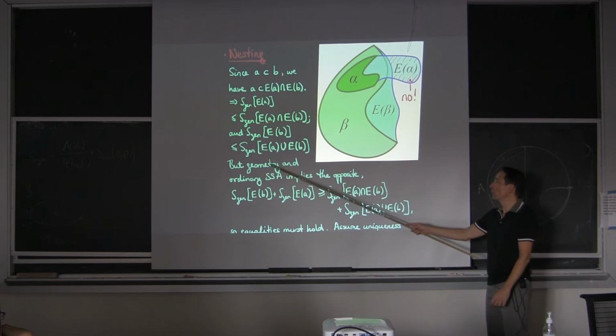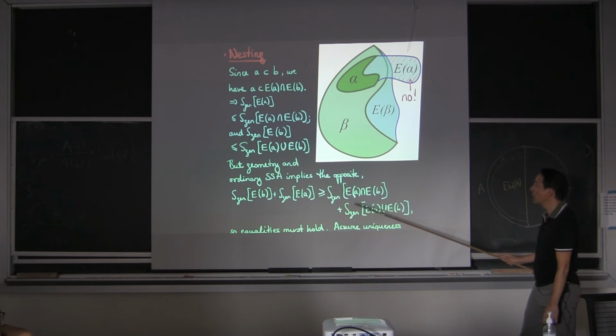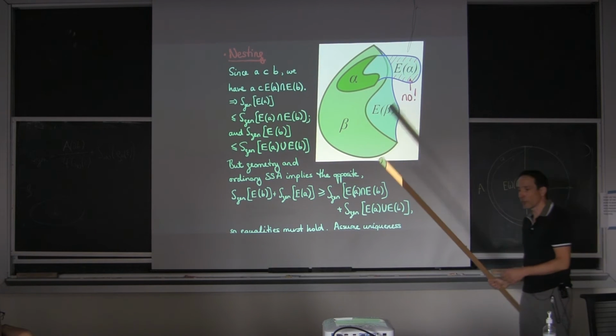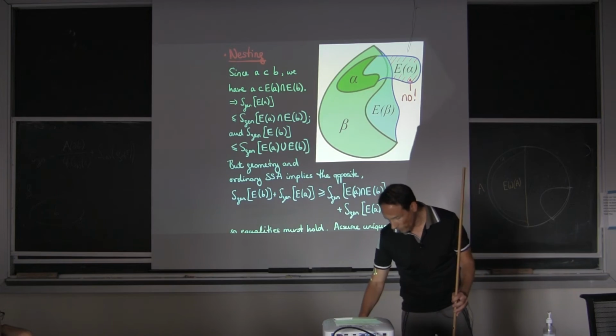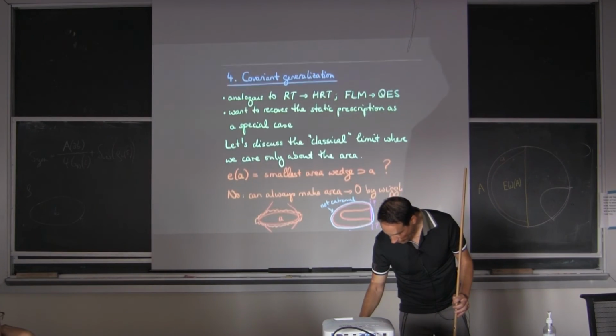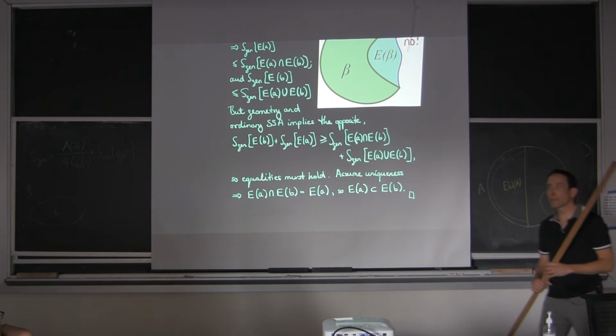Then you use the usual moving around surfaces, counting them up, and ordinary strong subadditivity to derive the opposite inequality. And so again, you have a contradiction unless equality holds, which eliminates this piece that sticks out. Let me stop here for any further questions before we talk about the covariant case.